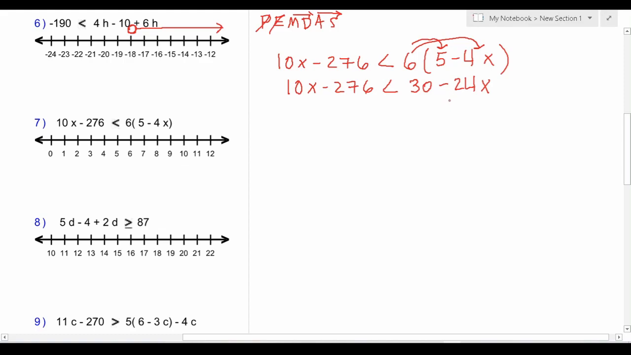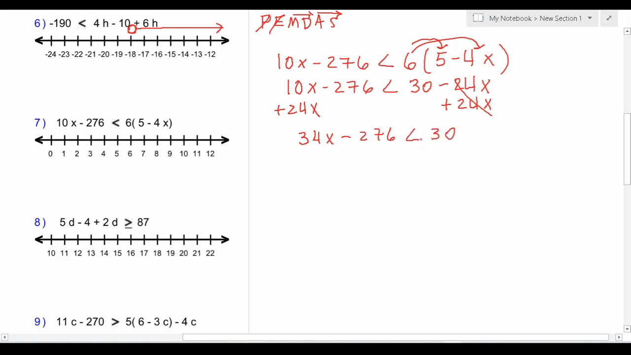I like when my variable is positive. In this case, the variable's x. So what I'm going to do is add 24x to both sides as my next step. And again, we're not going to do multiple things at once since I don't know who's watching this video and how comfortable they are with this algebra. Negative 24x plus 24x crosses out. 10x plus 24x is going to be 34x, and let me write that a little closer to it since we're going to need some room to do some division here in a second. 10x, as I just said, plus 24x is 34x. Again, we still have negative 276 is less than 30.